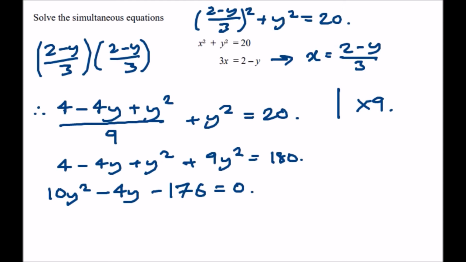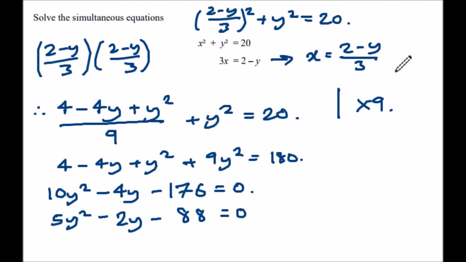Now this part, we should always try to simplify this equation. And notice in this, we can divide everything by 2 because they're all divisible by 2. Doing that would give us 5y squared minus 2y minus 88 equals 0. Okay, it should be 88.